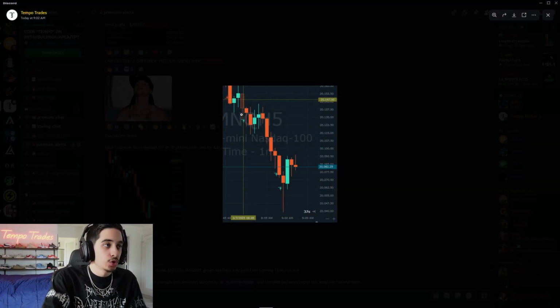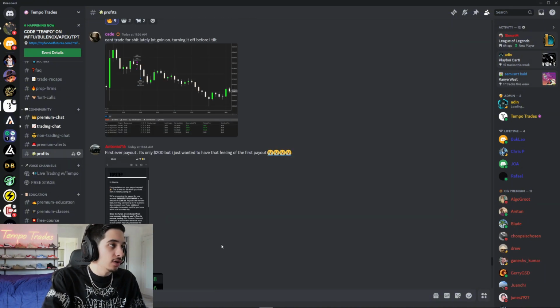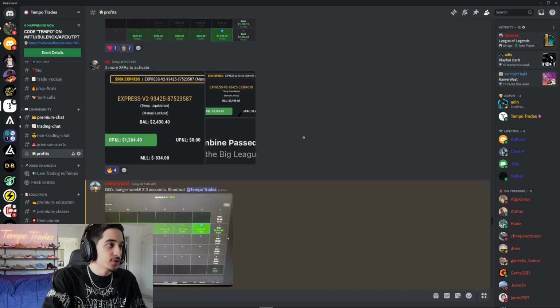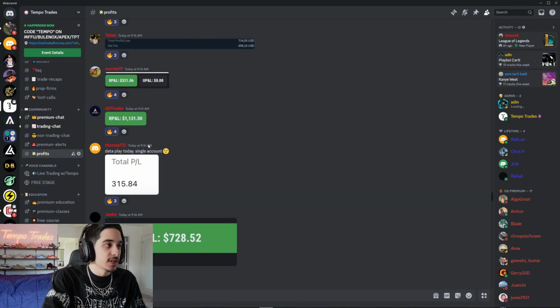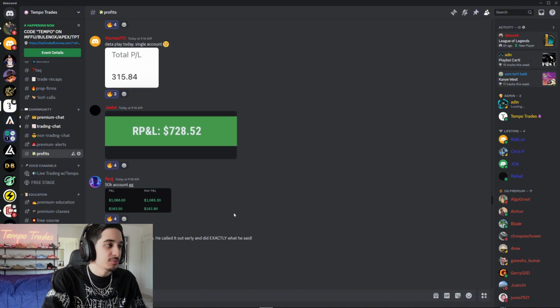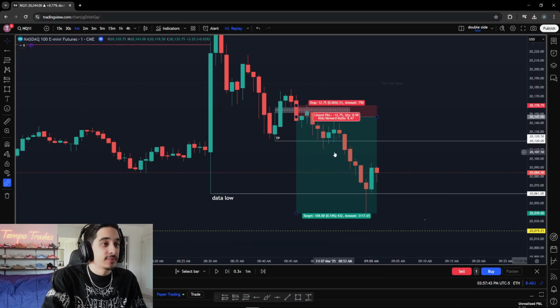Here were my executions. So I entered at this orange arrow, trimmed some at this blue arrow, and trimmed more down here at these arrows. So yeah, absolutely picture perfect day. You can even go in the profits channel and just see how many people took it. Like, look at this. It's all posted at the same time too. So that's how you know we all took the same trade. Just so much green here. So, you know, that is pretty much it.